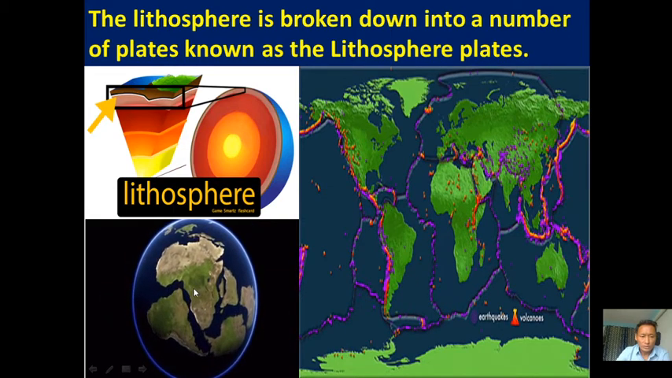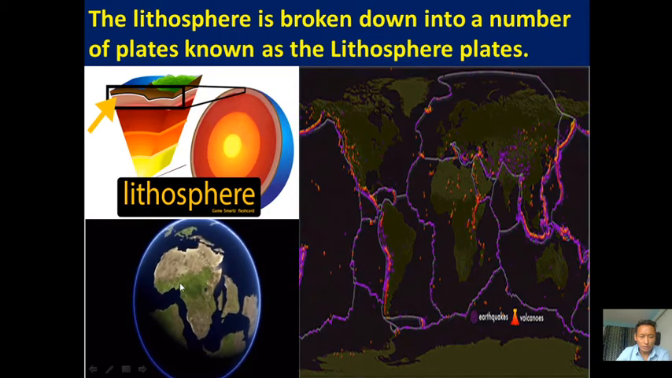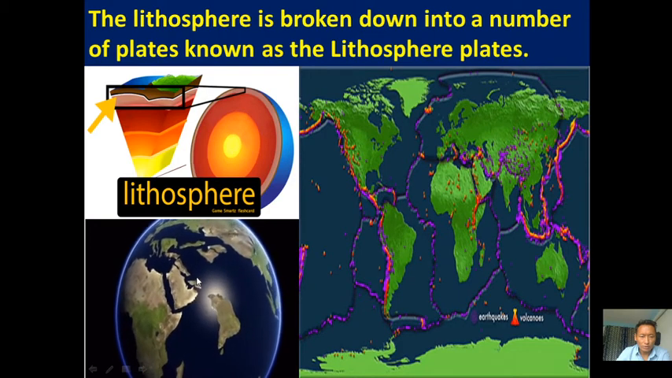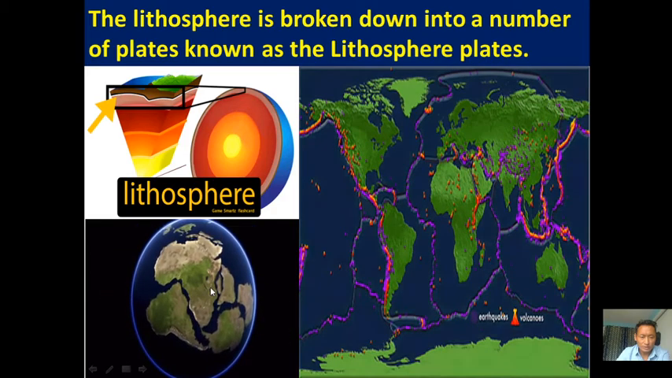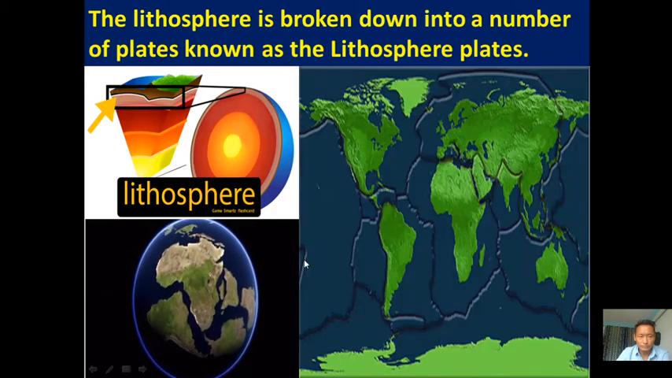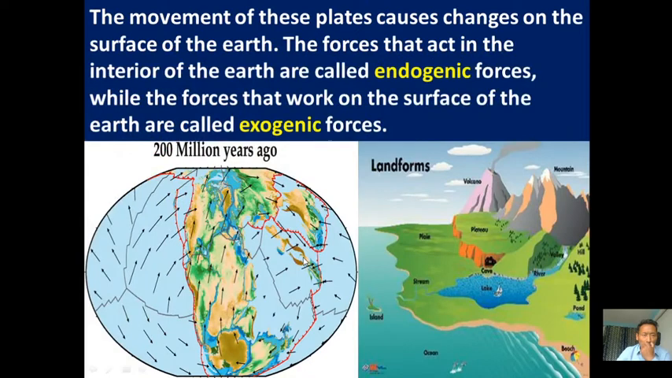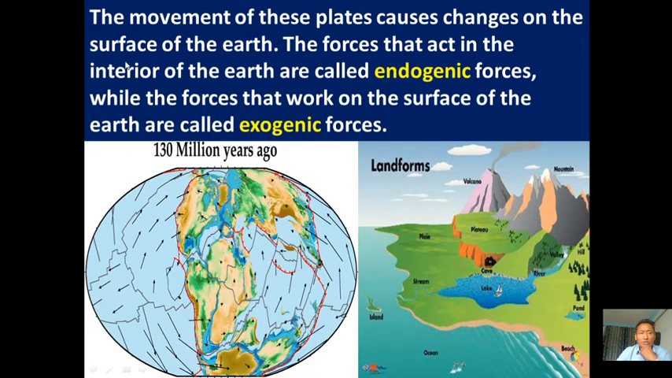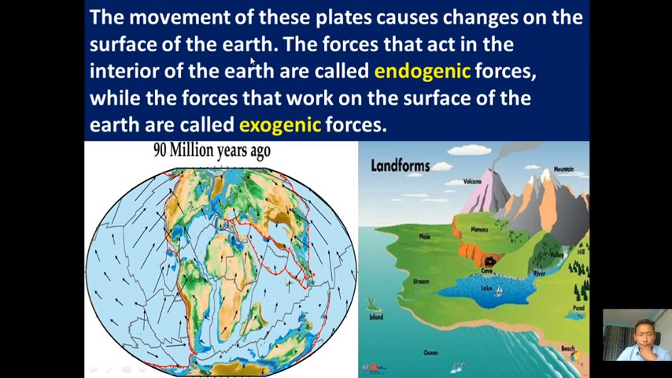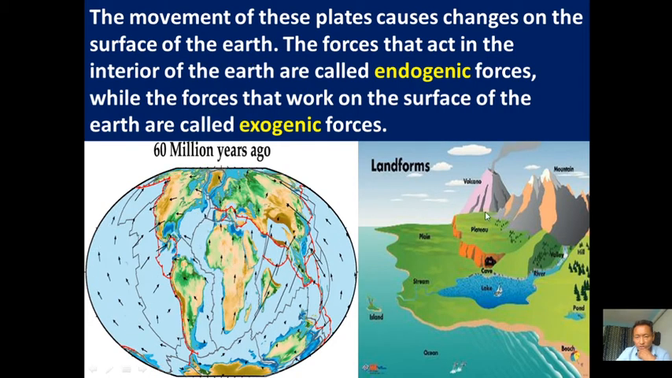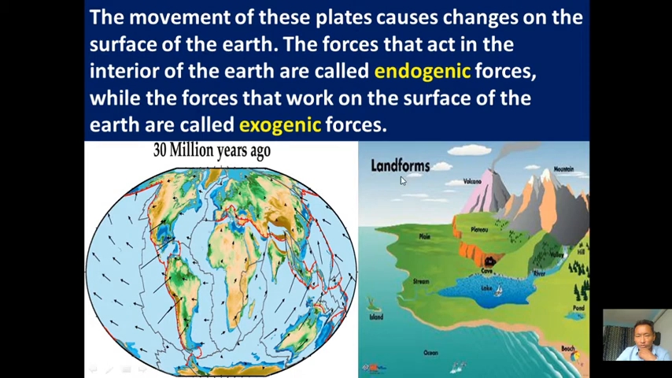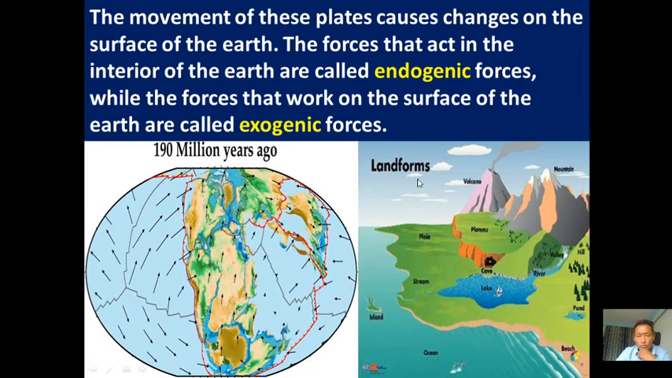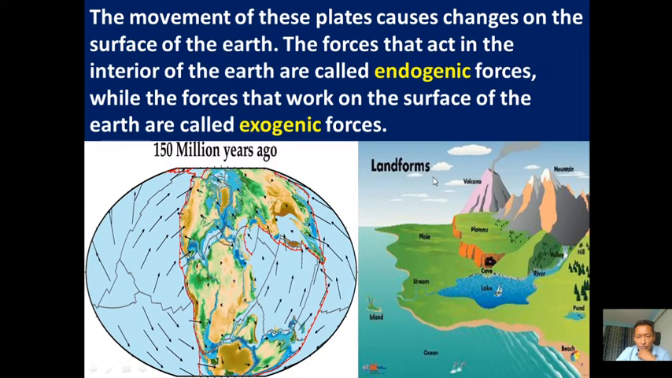This is our earth or globe. These show the movement of lithosphere plates in different directions. The movement of these plates causes changes on the surface of our earth. If we study the image here, we have different landforms. Landforms are also called the different physical features of our earth.